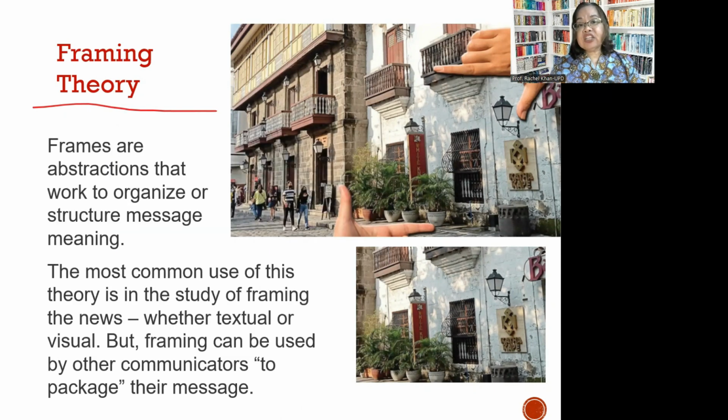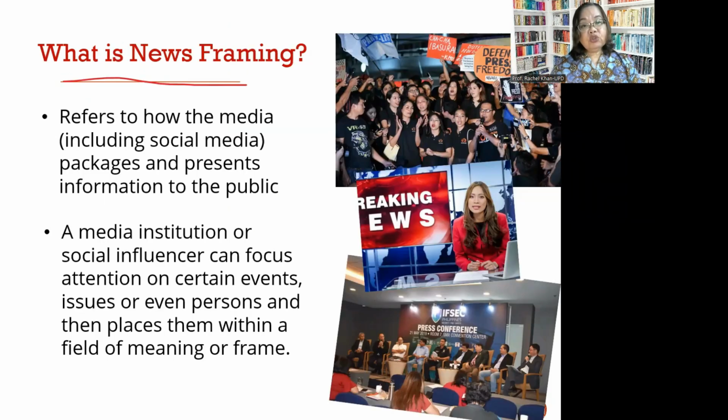Maxwell McCombs had said that while agenda setting influences the audience on what to think about, how a story or media post is framed can influence the audience on how to think about it. News framing refers to how the media packages and presents information to the public. A media institution or social influencer can focus attention on certain events, issues, or even persons, and then place them within a field of meaning or a frame. Media highlights certain events and then places them within a particular context to encourage or discourage certain interpretations. In this way, media exercises a selective influence over how people view reality.